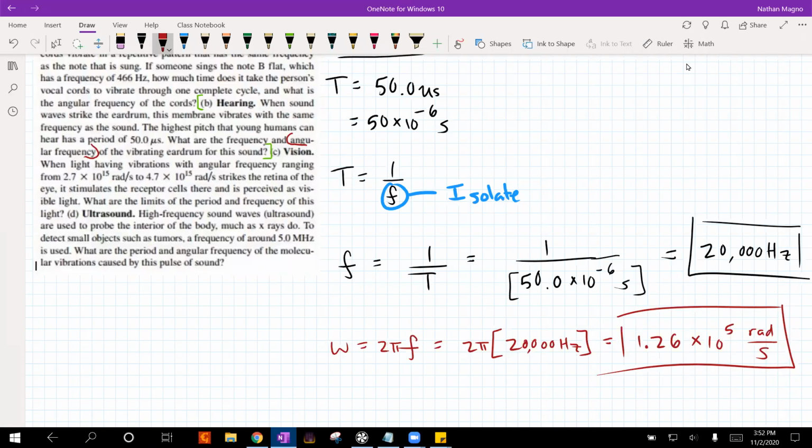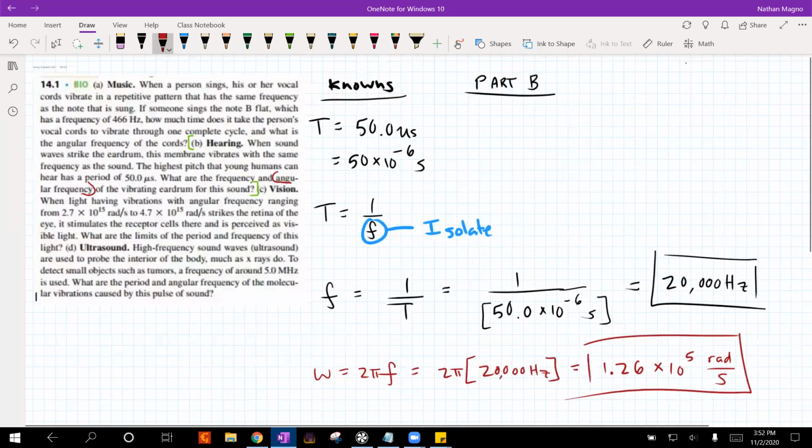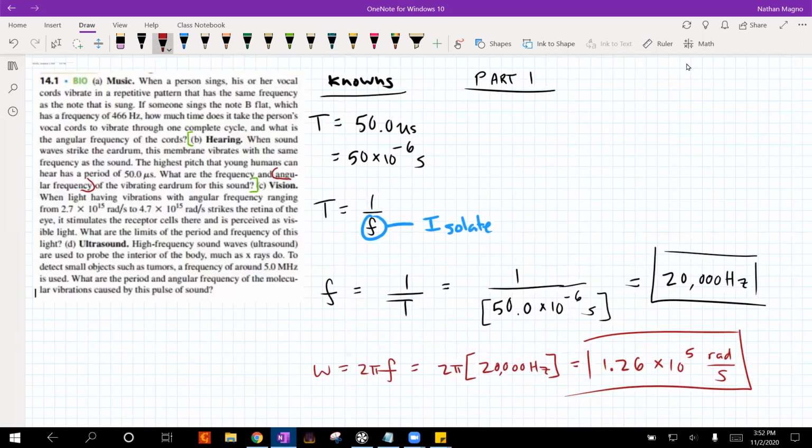Okay, any questions on this one? Yeah, I'm pretty confident everyone is understanding this to the full extent right now. Okay. So part C.